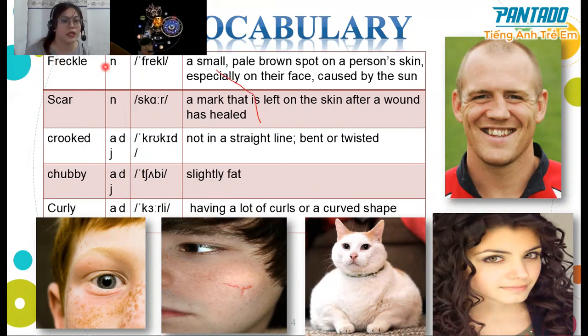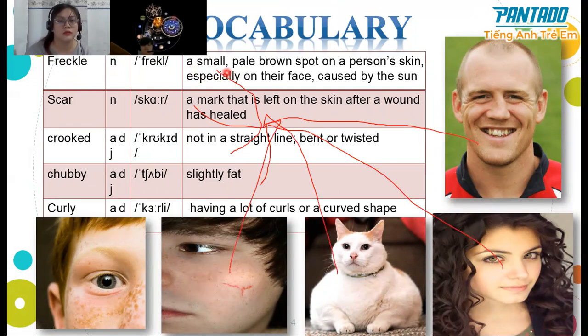So what is a freckle? Please read what a freckle is. Freckle, a small pale brown spot on a person's skin, especially on their face, caused by the sun. Okay, yeah, a freckle is like this one here. You could see freckles here on someone's face, especially on a person who has red hair. I forgot their nationality, but they are a group of people who have red hair, just like this one. And they are prone to have freckles. And freckles, you can also find on the shoulder part of a person.